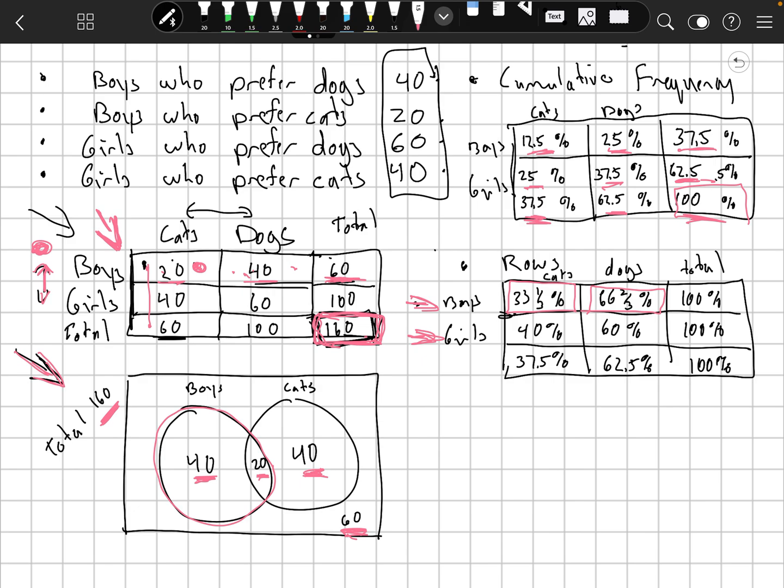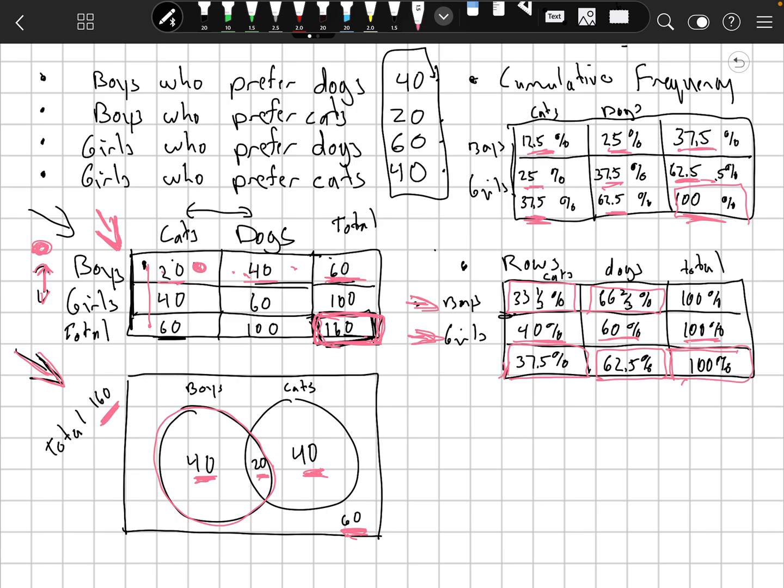Okay, and then we can say, let's take a look at the girls. 40% of the girls liked cats, and 60% of the girls liked dogs. And that 100% kind of makes sense because that's out of all the girls. And finally, we have down here on the bottom, 37.5% of all the people surveyed were cat lovers, and 62.5% of all the people surveyed were dog lovers.